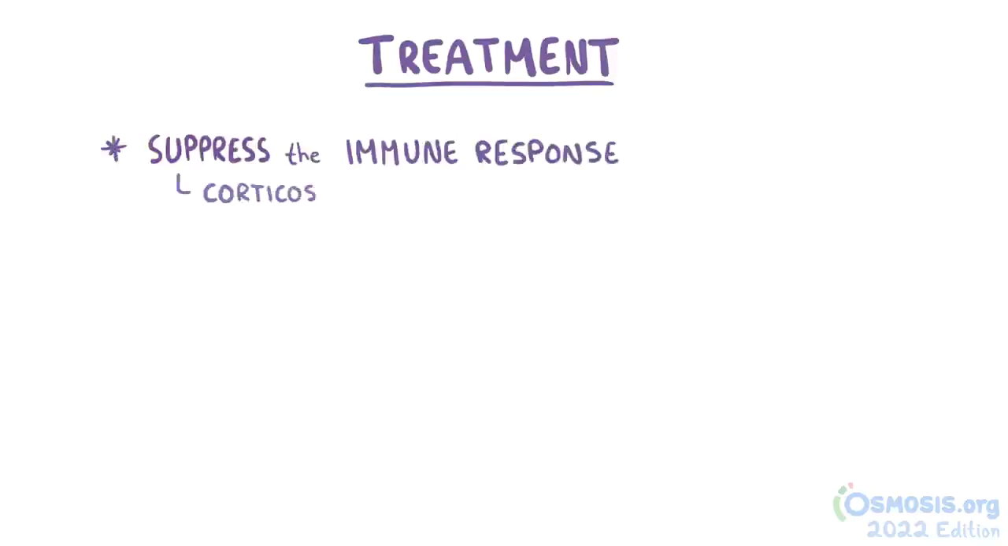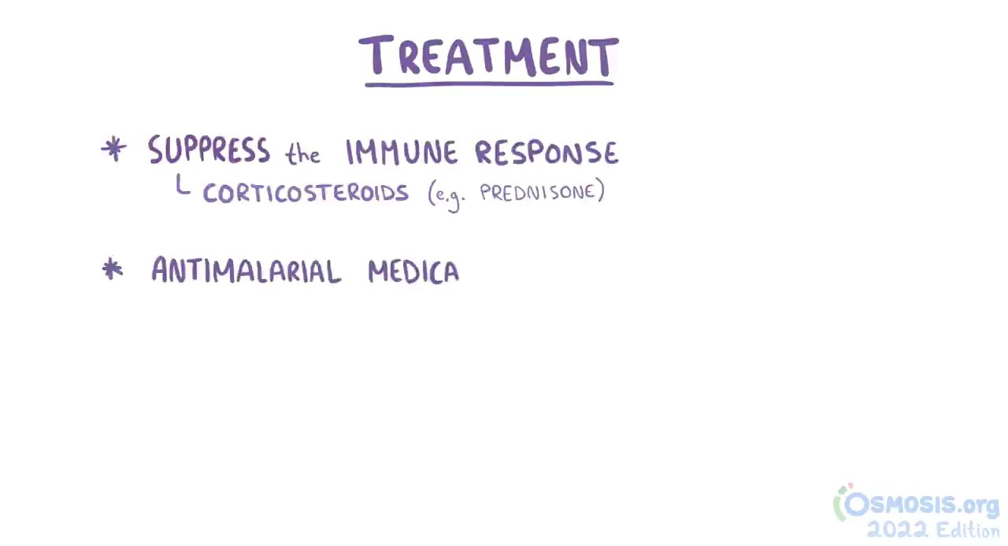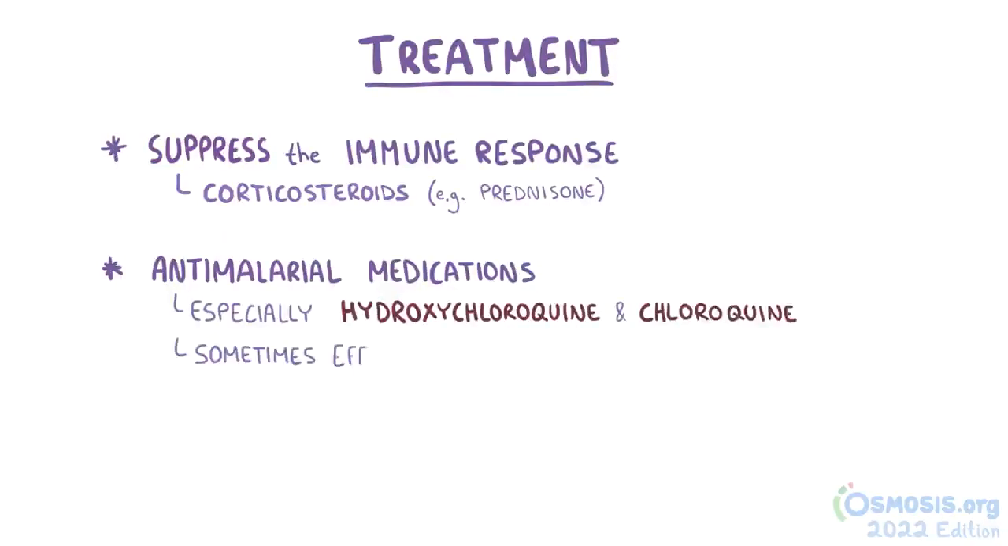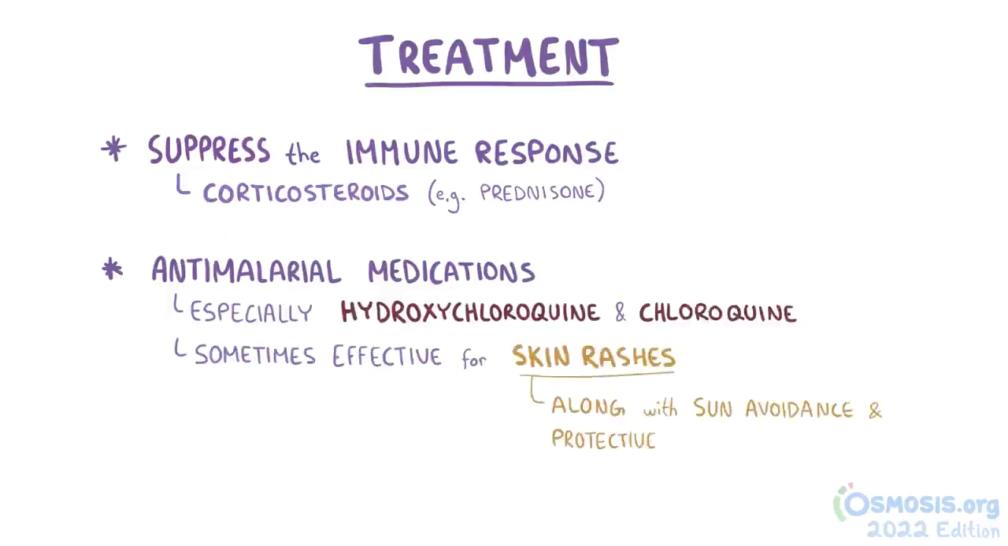Treatment of dermatomyositis typically focuses on suppressing the immune response, usually with corticosteroids, like prednisone. Anti-malarial medications, especially hydroxychloroquine and chloroquine, are sometimes effective in the management of skin rashes, along with sun avoidance and wearing protective clothing.